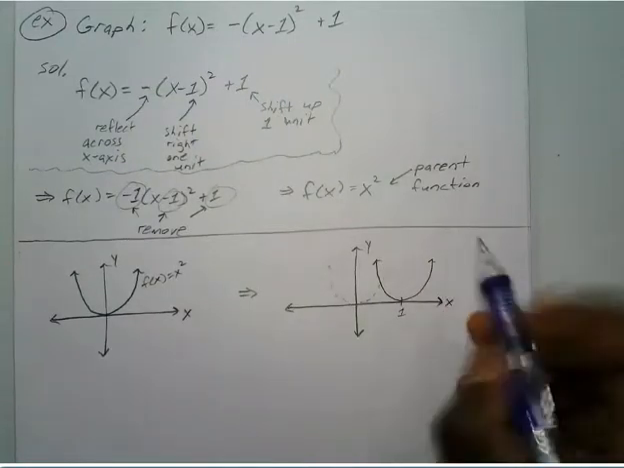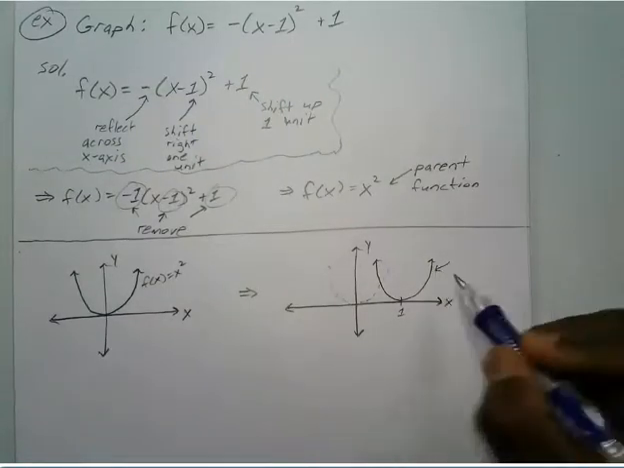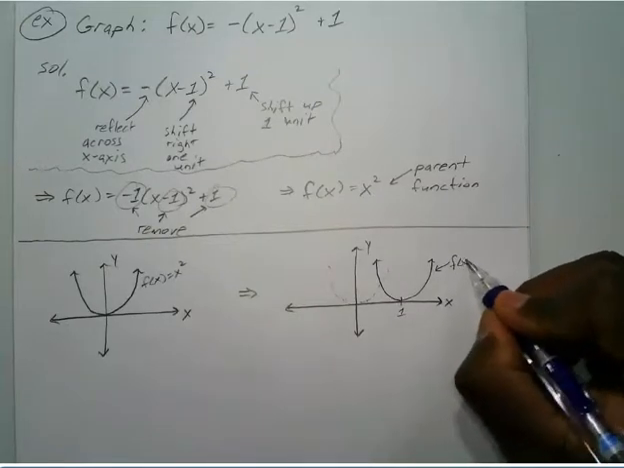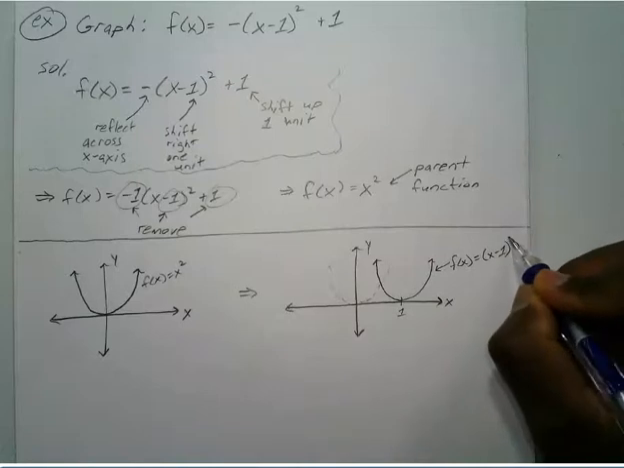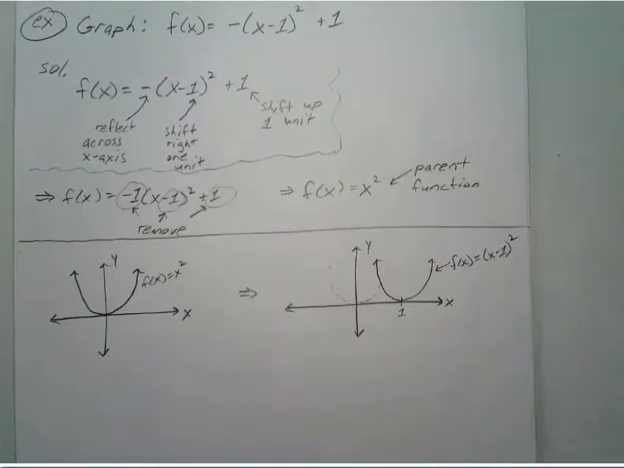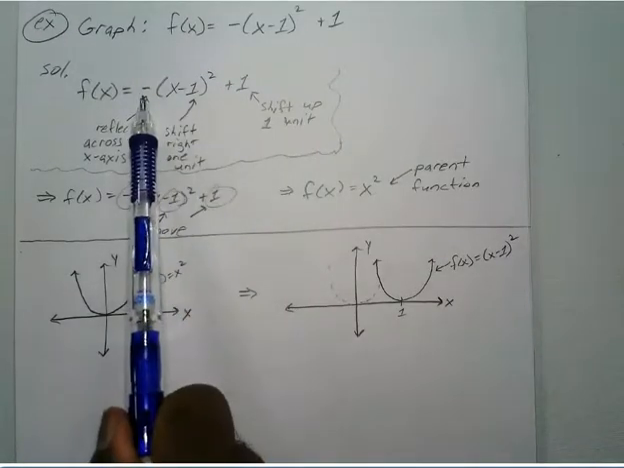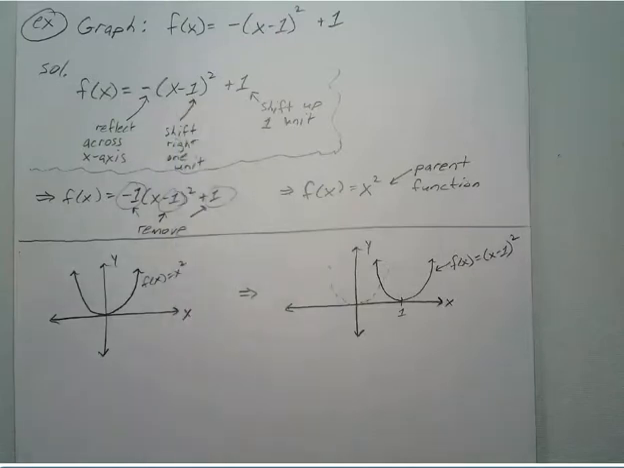Okay. So that means this is f of x equals x minus 1 squared. Okay. So we didn't do the negative there yet. We didn't flip it. We just shifted it to the right. Okay, so that's your f of x equals x minus 1 squared.